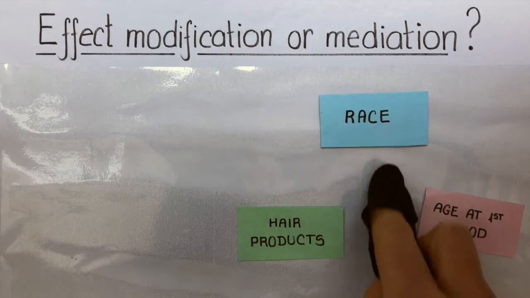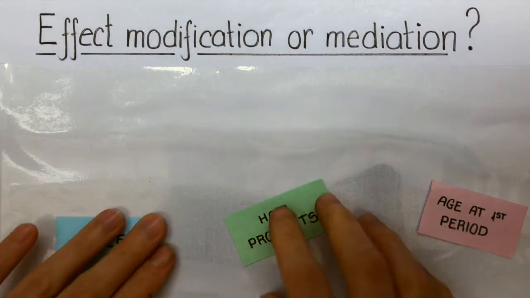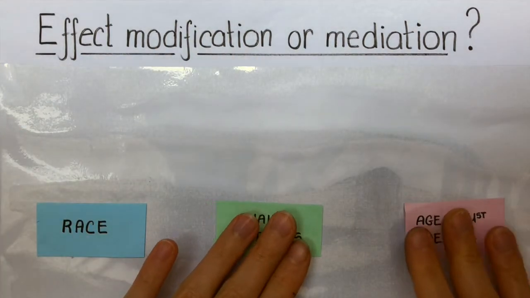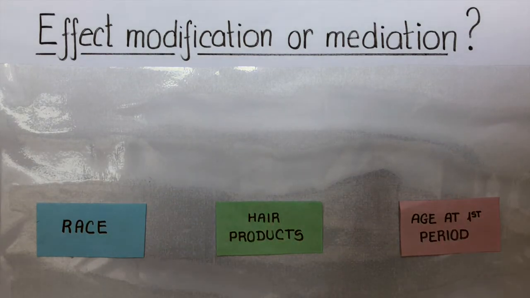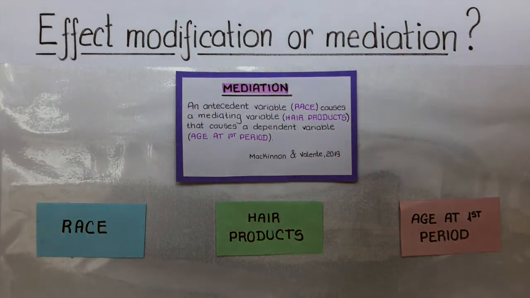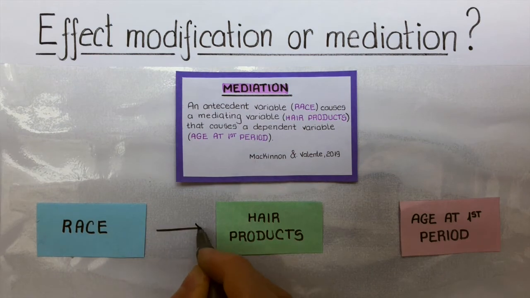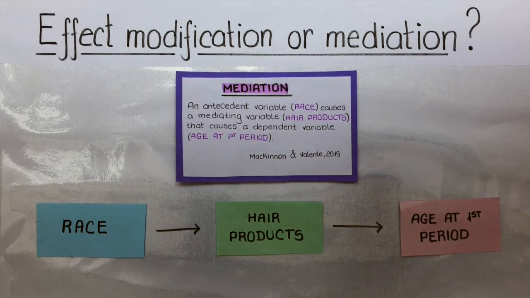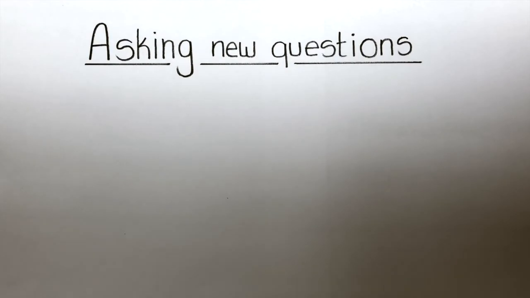Alternatively, under a mediation model, we would consider hair product use to be a mediator between race and age at first period. This would mean that being from a certain race is what leads one to use or not some hair products, and the use of these hair products influences the beginning of menstruation. To distinguish between these two models, we need to define which question we are trying to answer.